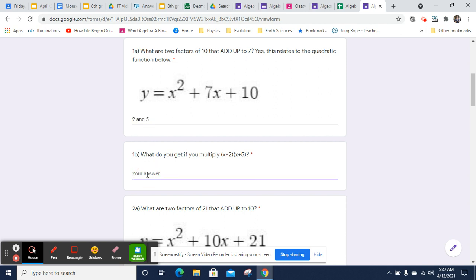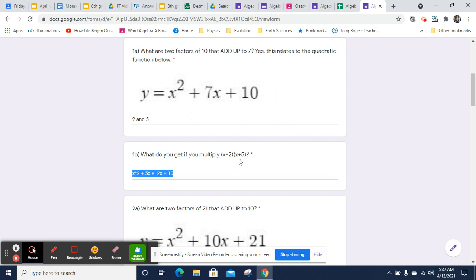Okay, and what do you get when you multiply x plus 2 times x plus 5? Well, we get, of course, x squared from the x times x. We get a 10 from the 2 times 5. We also get a 5x from the x times 5. And we get a 2x from the 2 times x. And we put all that together. Since none of them were negatives, I put addition there.